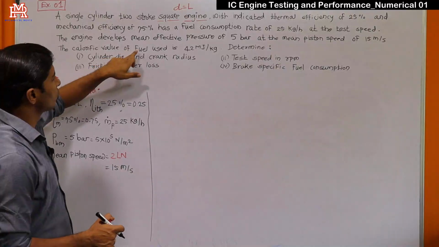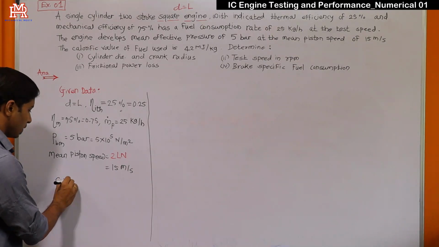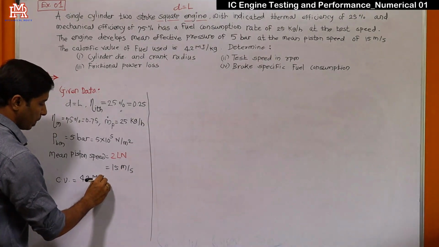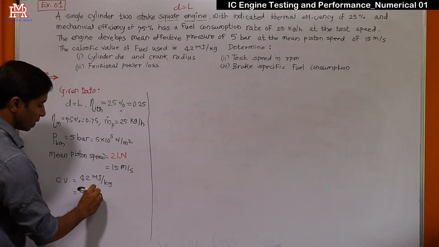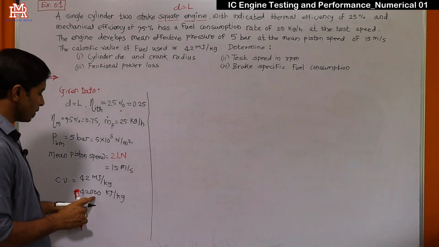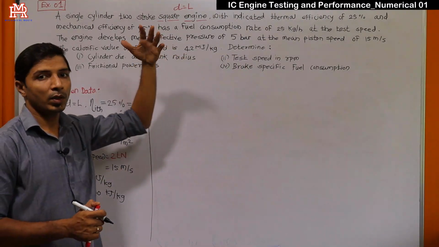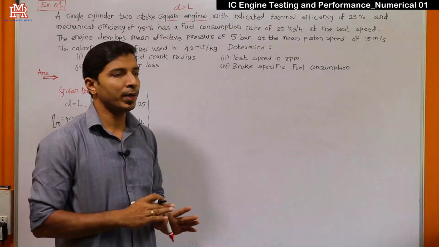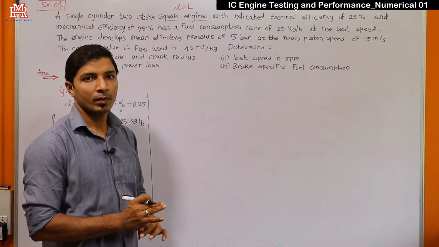And then the calorific value is also given, which is 42 megajoule per kg. CV is 42 megajoule per kg. You can convert this into kilojoule, so 42,000 kilojoule per kg is the calorific value of that particular fuel used. Now we need to determine different parameters. So this is the first part that I have completed. I have simply written the given data, what parameters have been given.